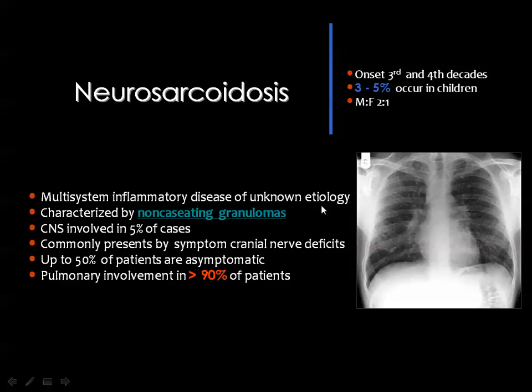Then we came to sarcoid, and sarcoid is a well-known non-caseating granulomatous disease, and its exact etiology is unknown. The patient with sarcoid may have CNS involvement in 5% of cases, and this will affect mainly the cranial nerves, as you will see. But you should remember, up to 50% of patients with sarcoid are usually asymptomatic. And whenever you see intracranial sarcoid, you may get associated pulmonary involvement in more than 90% of cases, which usually supports the diagnosis of intracranial sarcoid.